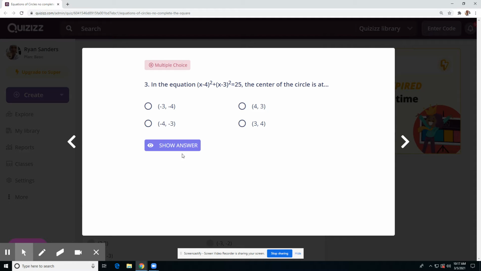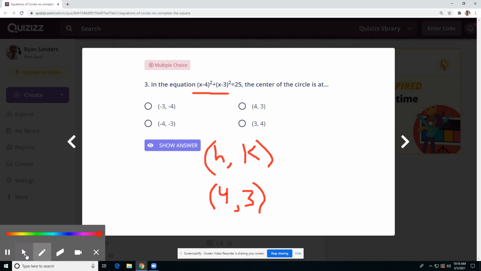The center of the circle again, (h, k). The opposite of -4 is +4. The opposite of -3 is +3. Okay, so that's the streamlined approach. You can always write the formula and try matching it that way. But I think that's kind of the confusing way of doing it.